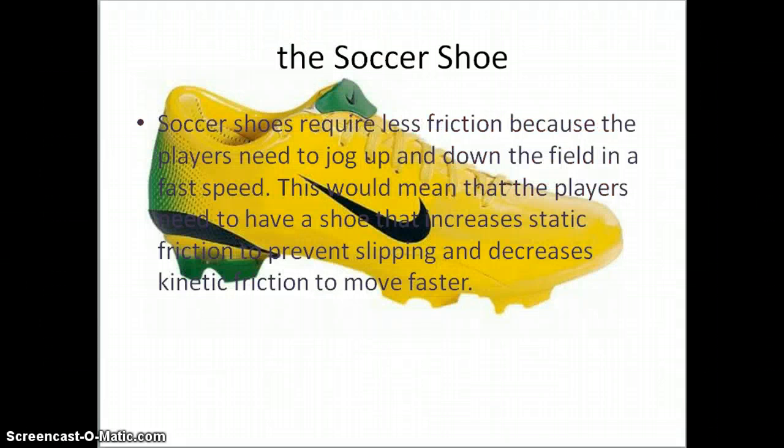Another example is the soccer shoe. Soccer shoes require less friction because the players need to jog up and down the field at a fast speed. This would mean that players need to have a shoe that increases static friction and prevents slipping and decreases kinetic friction to move faster. And this is all true, and I have proven it in data in this lab.